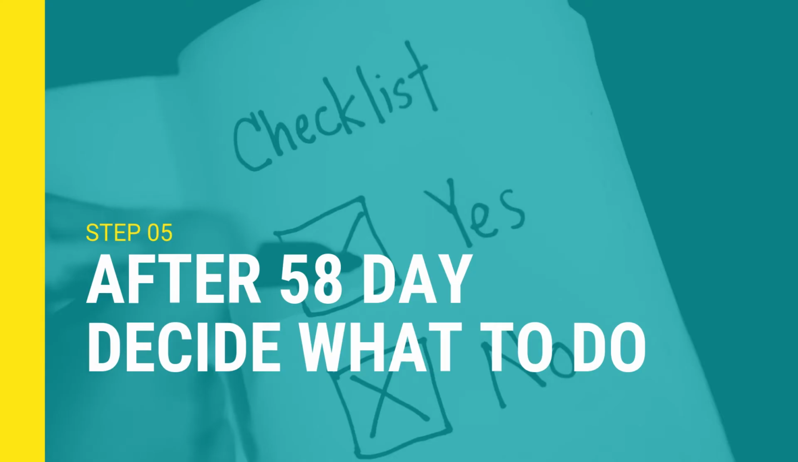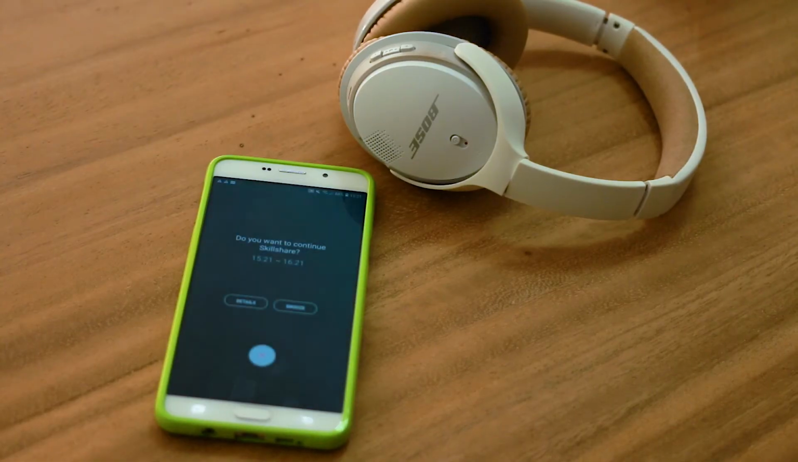Step number five is really to decide what you want to do after the 58 days, when your reminder goes off. At this point, you will have a pretty good understanding of what Skillshare is all about. This video is not about helping you trick Skillshare, get the 2 months for free and just get out. This is not our intention with this video.